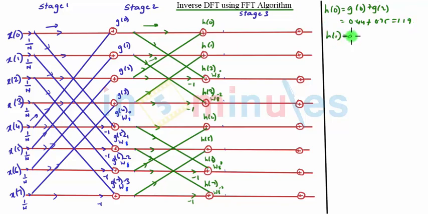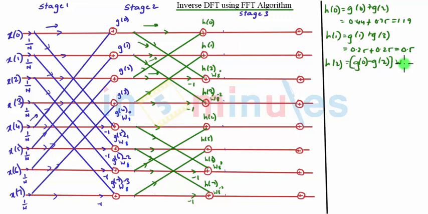H of 1 is equal to g of 1 plus g of 3, that is 0.25 plus 0.25, which is equal to 0.5. H of 2, now your minus 1 factor comes into play and the total factor after the summation. So h of 2 is equal to g of 0, that is this point, and g of 2. But g of 2 is being multiplied by minus 1. So it will be g of 0 minus g of 2.